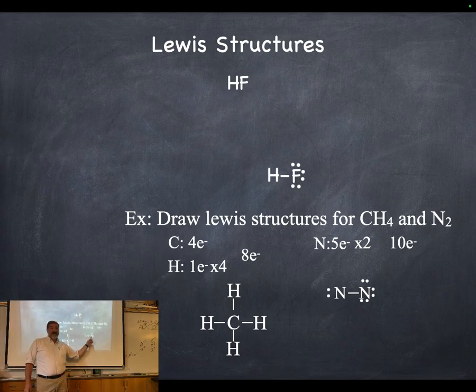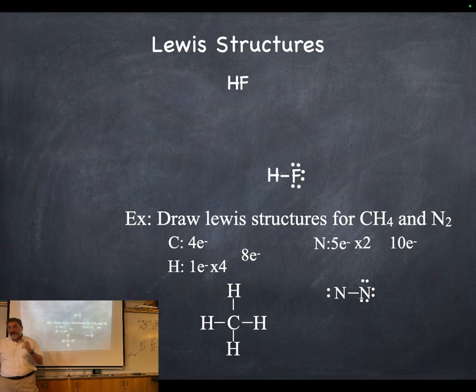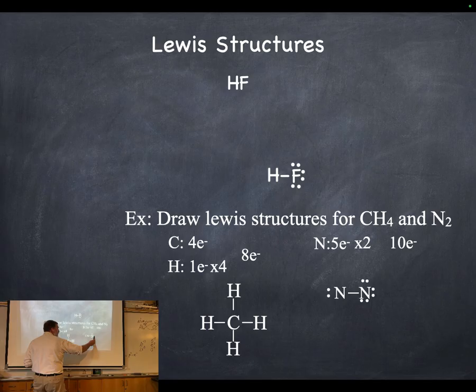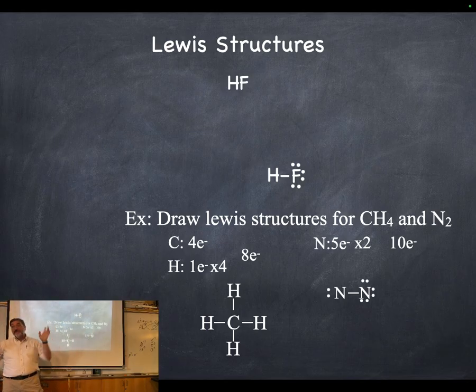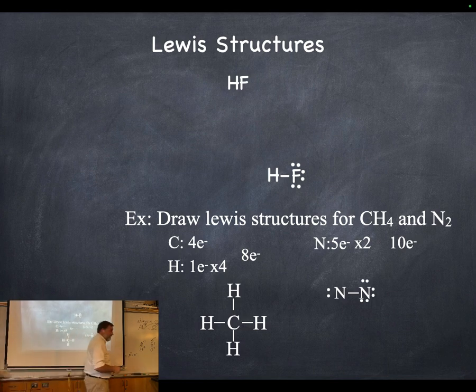This nitrogen on the right-hand side, how many total electrons does it have around it in this structure? 8. 2, 4, 6, the bond counts. 8. Okay? So this nitrogen has 6 non-bonding electrons, or 3 non-bonding pairs, and 1 bonding pair, total of 8. It's following the octet rule. Awesome. But on the left-hand side, this nitrogen has only 4 electrons around it. It's not following the octet rule. That's not okay. We need to get more electrons over here.